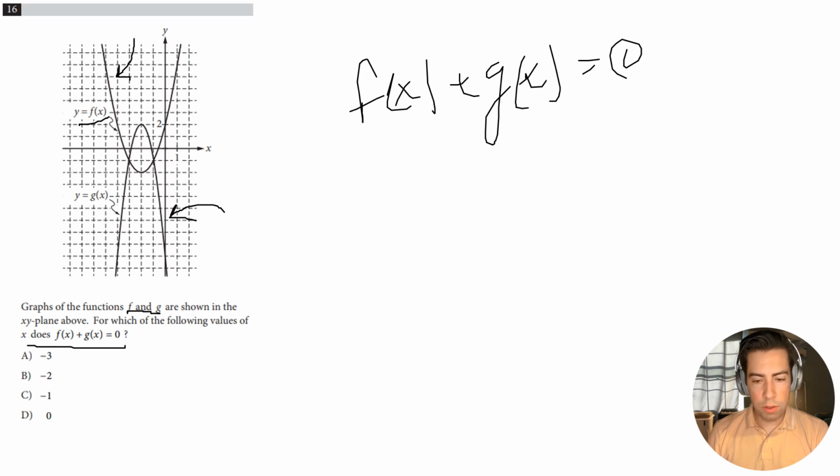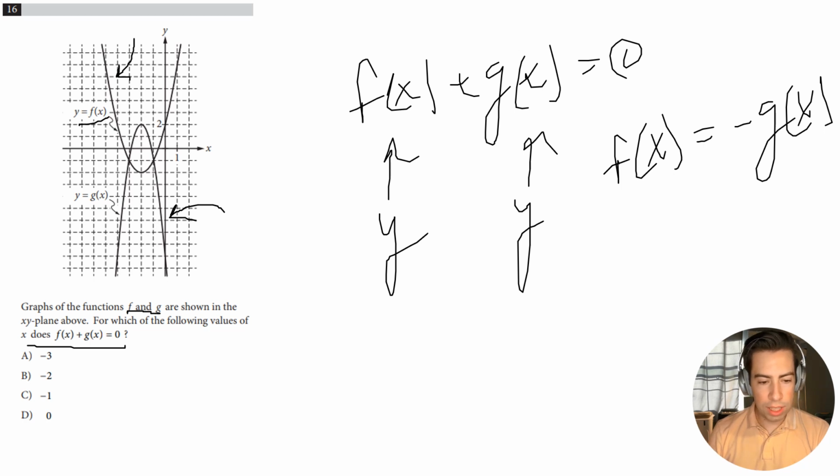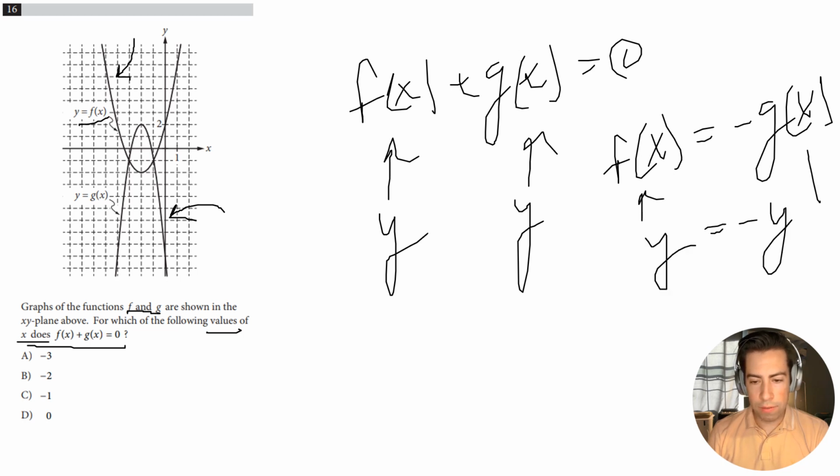All right, guys, now if you'll recall, the f of x and the g of x functions are representative of the y values, okay? So these are both y values. So if we have f of x plus g of x equals 0, then it logically follows that f of x has to equal negative g of x, okay? And they want to give us a value of x for which the y value for f of x equals the negative y value for g of x, okay? So let's go ahead and take a look at this one.